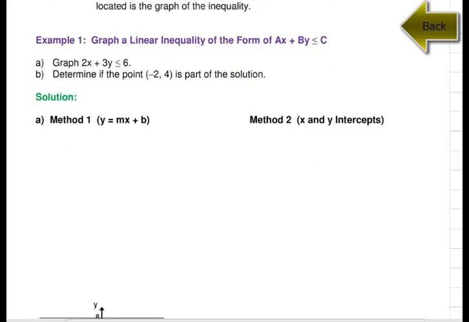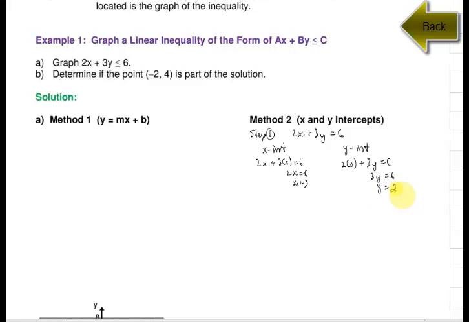Now the first step of solving is to graph the corresponding equation. So our corresponding equation for step 1 is 2x plus 3y is equal to 6. And we want to use x and y intercepts, so our x-intercept occurs when y is 0, so we're going to plug in y is 0. That leaves us with 2x equals 6, so x is equal to 3. And then our y-intercept, which is when x is 0, so we plug in 0 for x. That leaves us with 3y equals 6, and y is equal to 2.